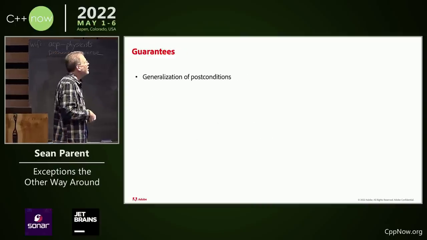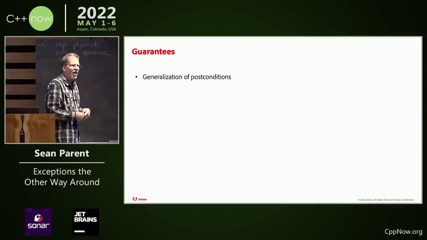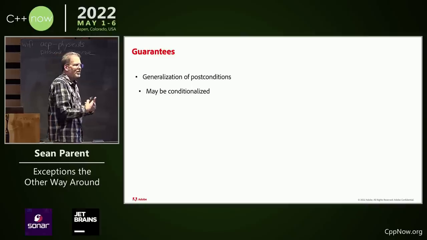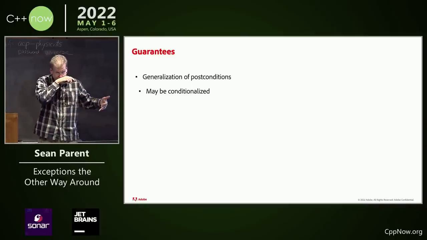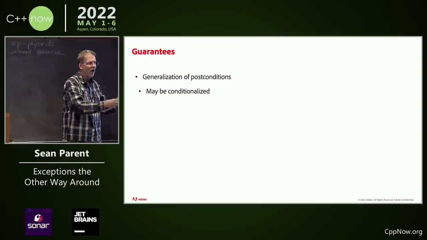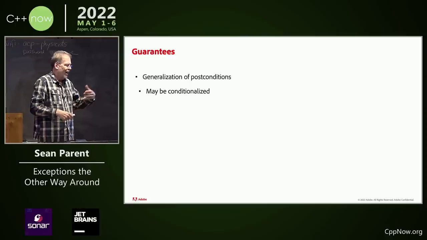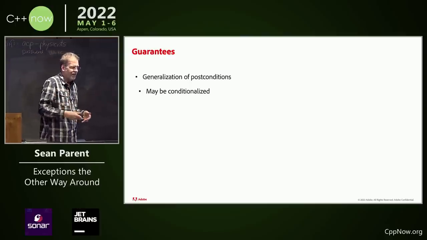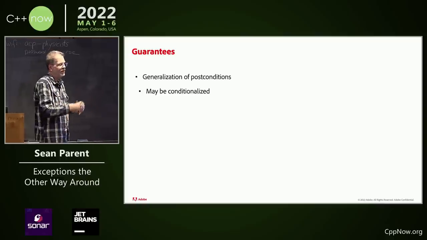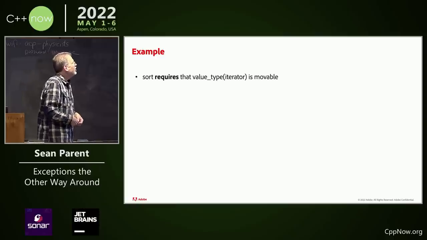Guarantees. Guarantees are a generalization of post conditions, right? So the basic exception guarantees are what is the post condition after an error has occurred, right? And unlike typical post conditions, they may be conditionalized. This is why they're a generalization. You could say this thing provides a strong exception guarantee so long as that thing supplies a strong exception guarantee, okay? The usual thing is, so long as I've got a no-throw copy on my operation, then I can do this other operation without throwing type of thing. But if it does throw, then I might throw too.